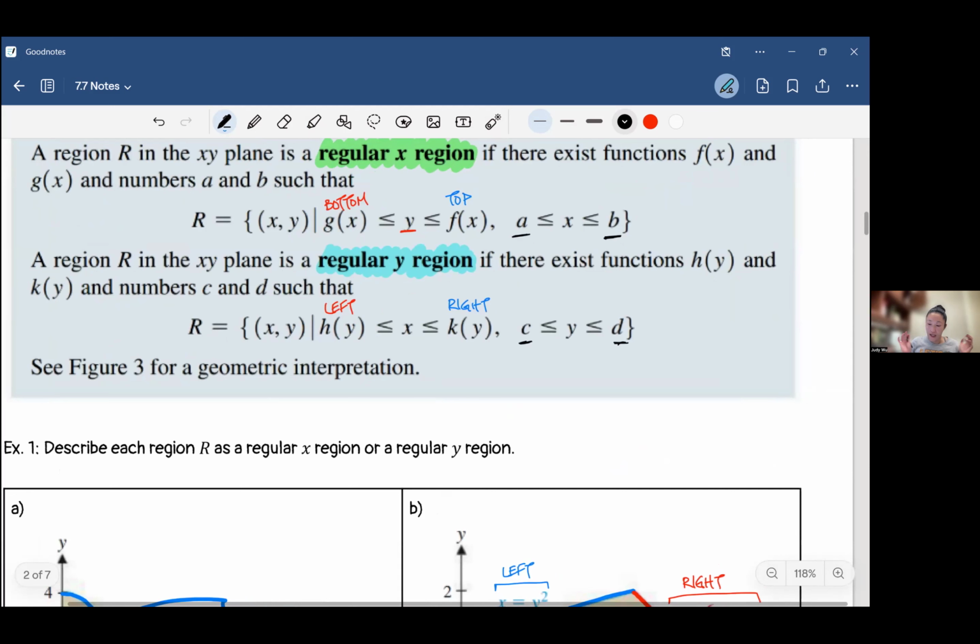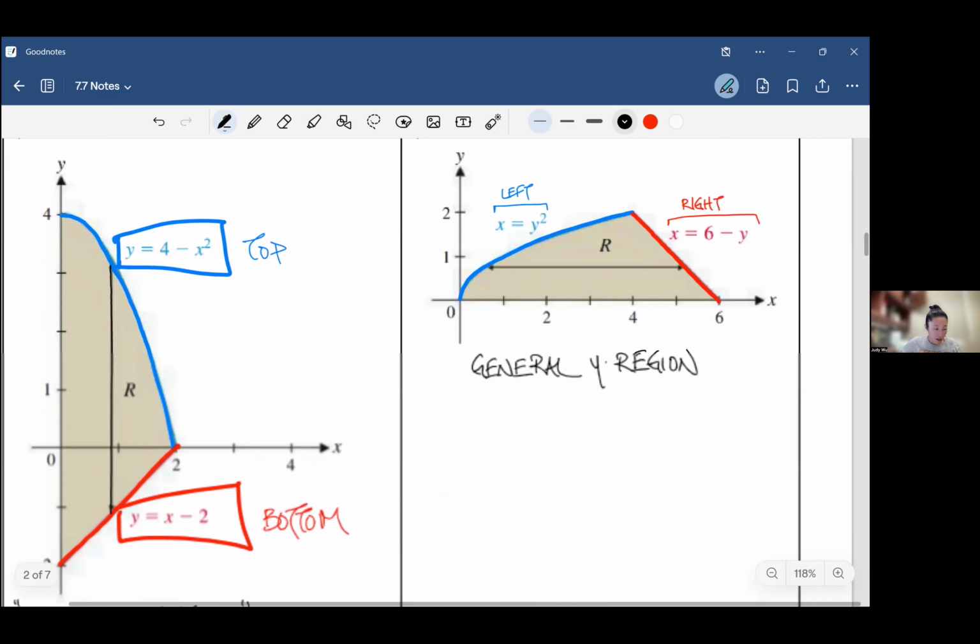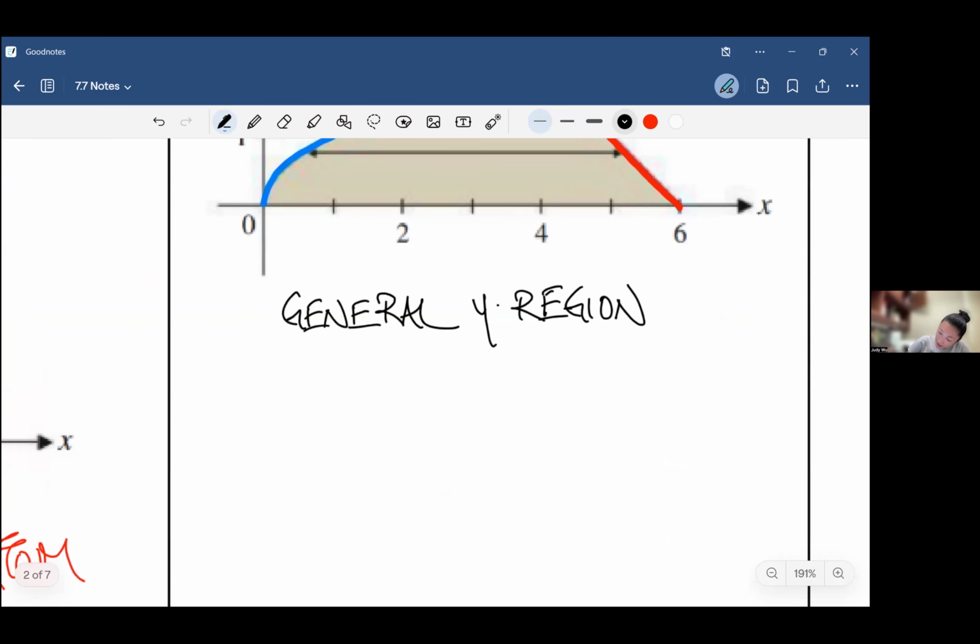Okay, so it's a regular Y region, then we write R equals, just like we did before, open a squiggly bracket, parentheses, x comma y. But here's where it's different. We have the left x and then the right, and then we have C, Y, and then D. Okay, so the numbers are going to be along the y-axis, and our functions are going to have y's in them. All right, so let's try writing it.